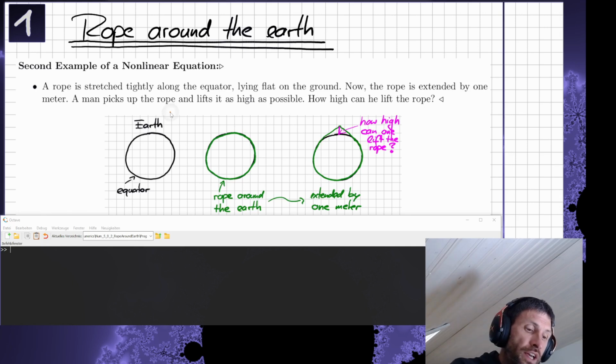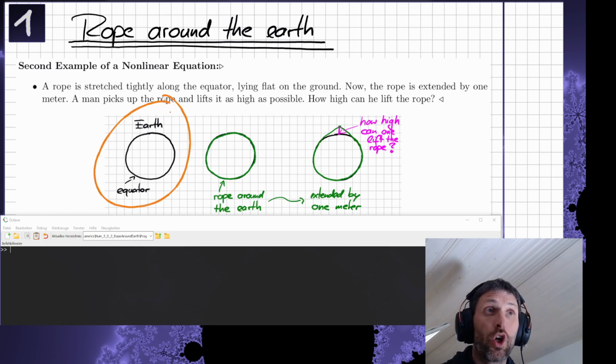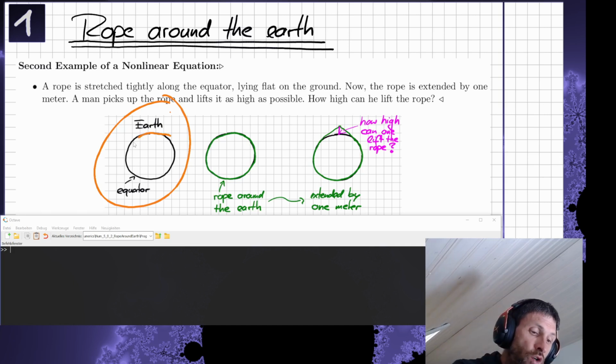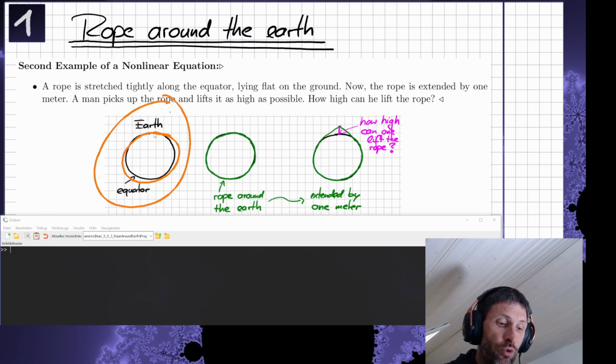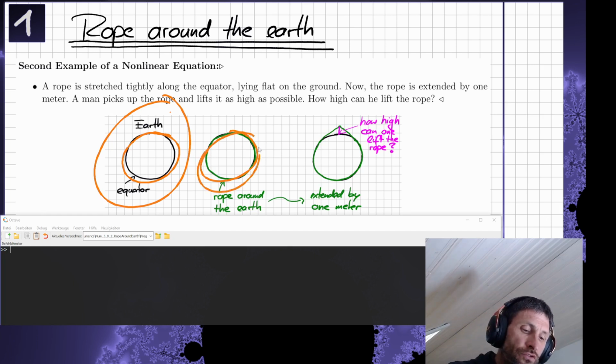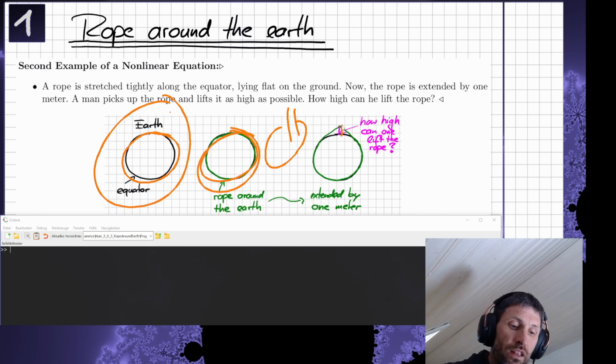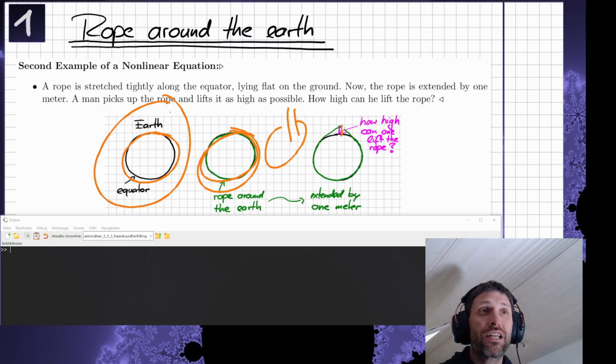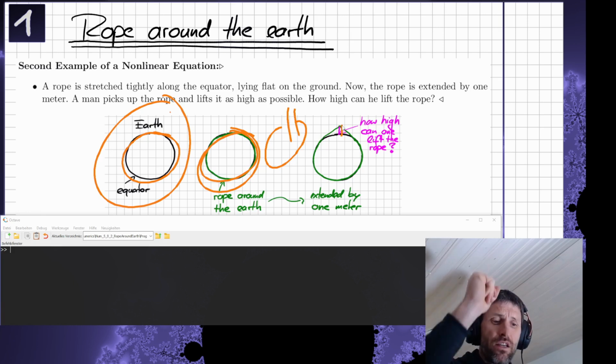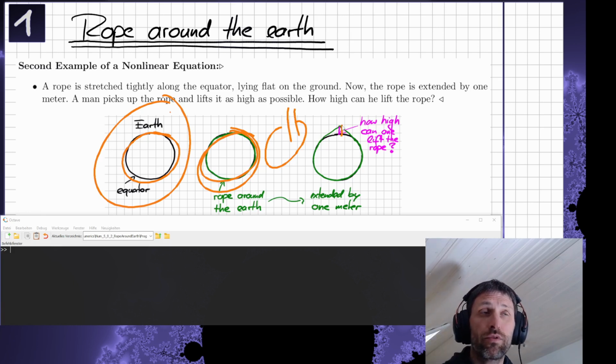Let's assume that the Earth we are all living on has an equator. And what do we do? We span a rope along this equator, tightly spanned. And now we take this rope, open it, and add 1 extra meter, and then we lift the rope at one position, and the question is, how high can we lift that rope?